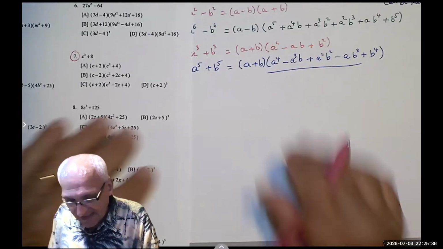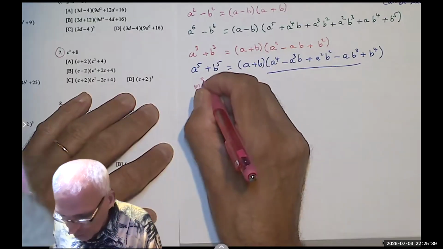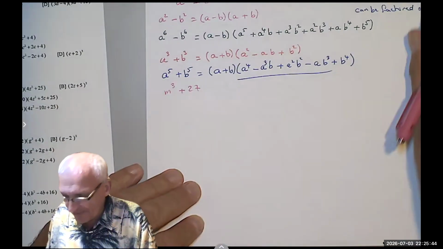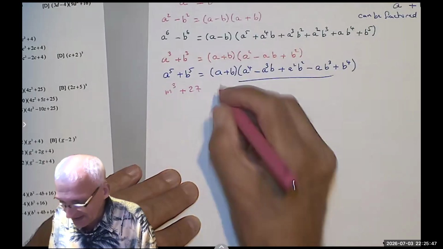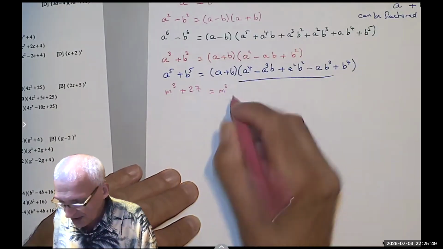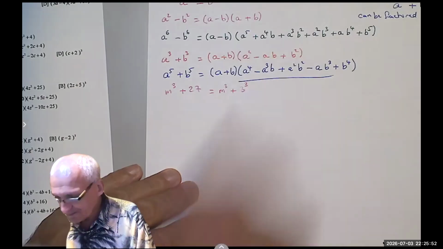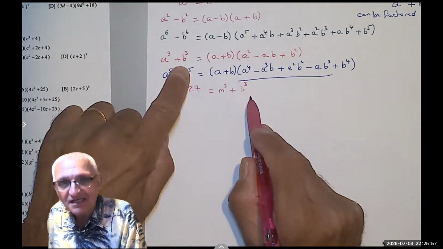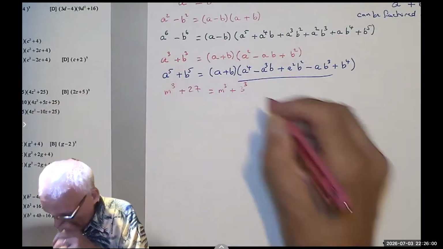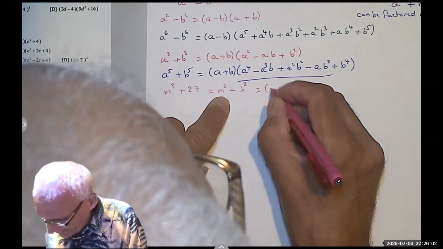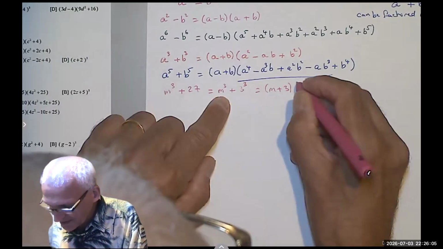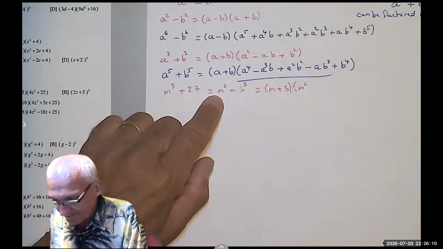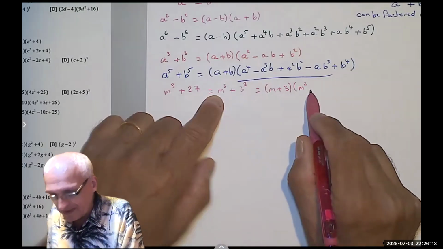So the first one says m cubed plus 27. Since they want you to factor it and this is a cube, then you have to write the other one also as a cube. So plus 3 cubed. So now instead of a and b, I have m and 3. But I'm going to treat it the same way. I'm going to say it's m plus 3 times, this is a 3, so I make it m squared. And I don't have the b, which is the 3.